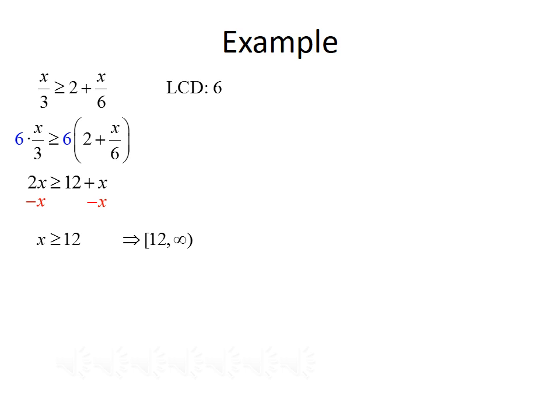Since x is greater than or equal to 12, 12 will take the low spot in our interval, and it will have a square bracket with it. And there was no number bigger than x, so we will leave infinity as our large number in the interval.